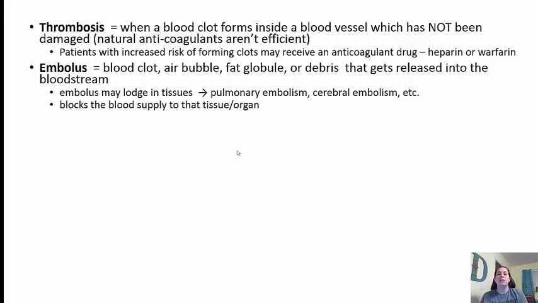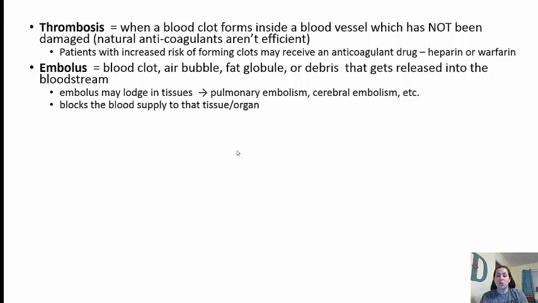An embolus may lodge into a specific tissue. Once it lodges into a specific tissue, that's where it normally gets its name. So you might hear of somebody who had a pulmonary embolism. This means that a blood clot got lodged in their lungs, because pulmonary means lung. You may have a cerebral embolism. Cerebral means the brain or head, and this is where it travels up there, and this is a lot of times what we would call a stroke.